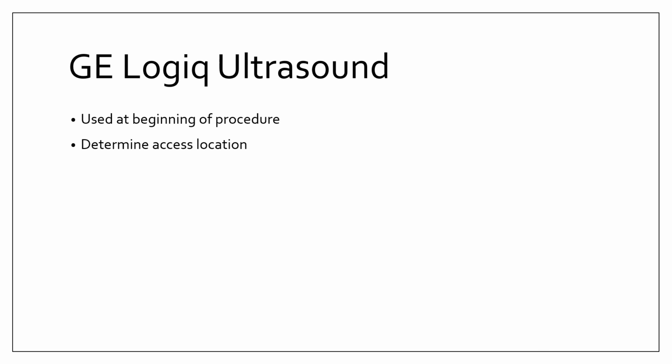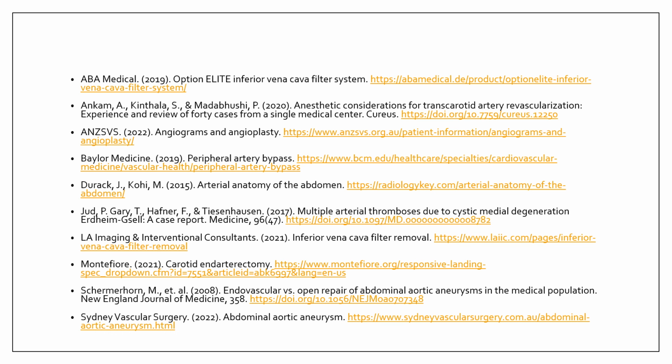We also have an ultrasound that we use for a lot of the procedures at the beginning. We want to get good access. We want to make sure that we're in the right artery. So they often use this GE ultrasound just to visualize the arteries and the veins to make sure they're making access at the correct spot.